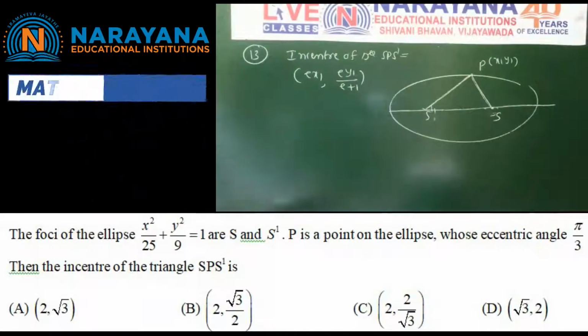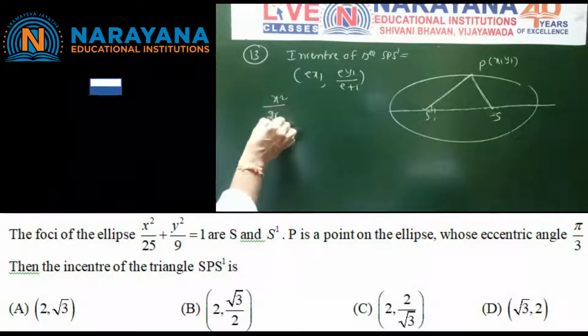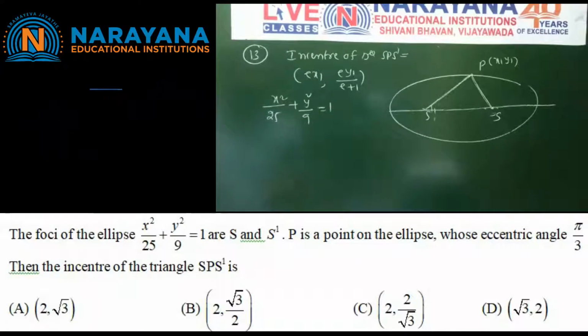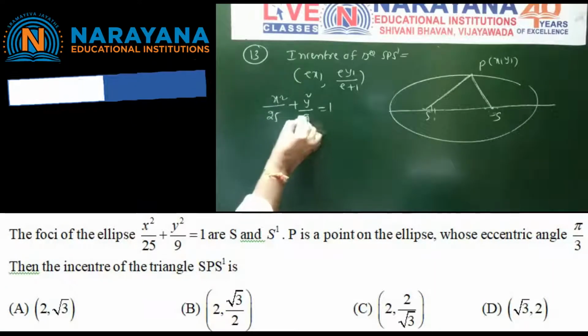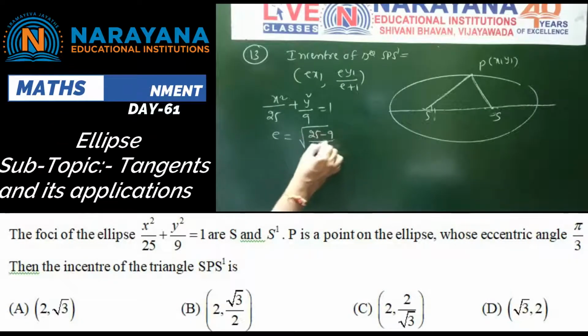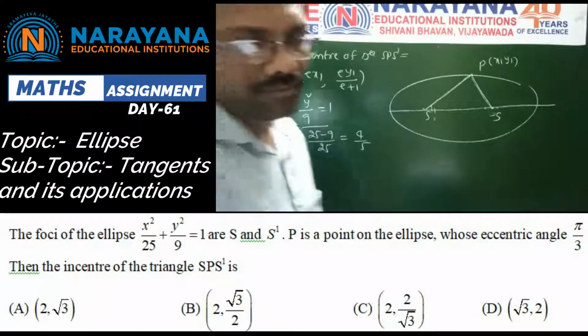What is the given ellipse? x square by 25 plus y square by 9 is equal to 1. Here a square is 25 and b square is 9. The eccentricity e is the square root of big minus small by big, that is 25 minus 9 by 25, which is 4 by 5.